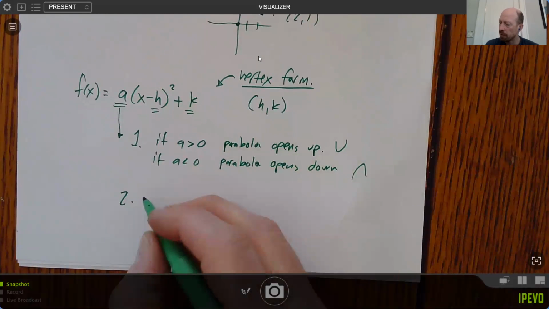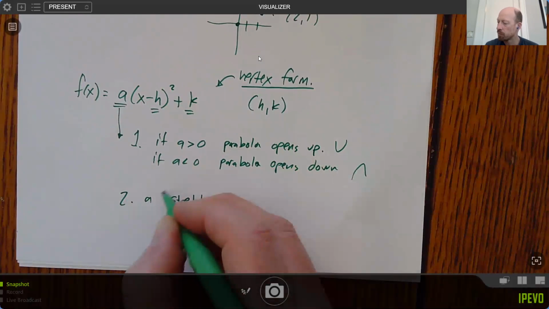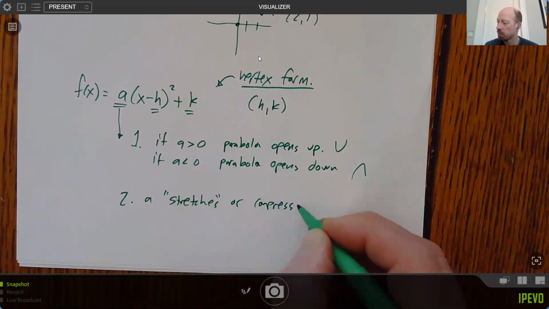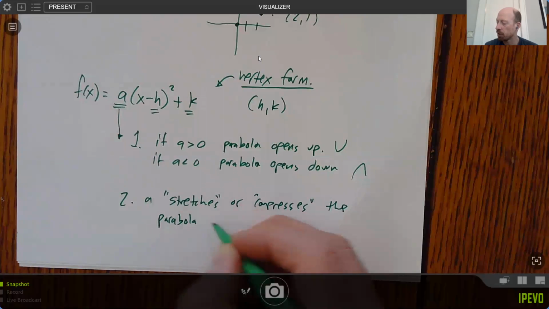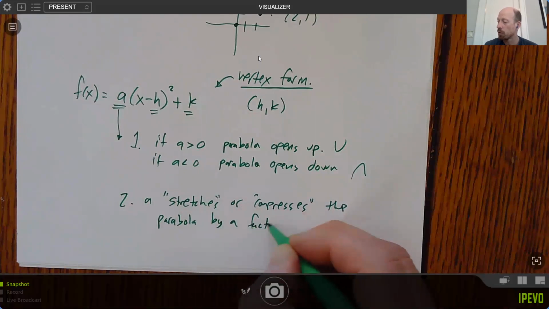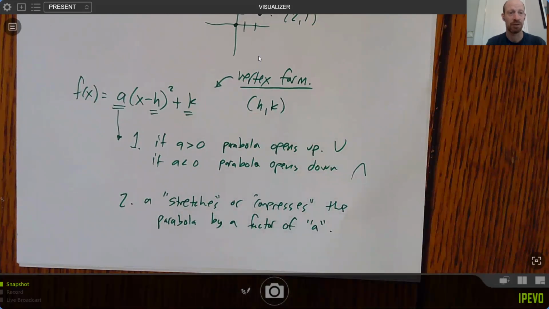Number two, A "stretches" or "compresses" the parabola by a factor of A. Lots of quotes there, maybe more than grammatically necessary, right? But stretching and compressing aren't really technical math terms, right? And if I don't put the quotes around A, then it looks like I just forgot to finish my sentence, right? By a factor of A.